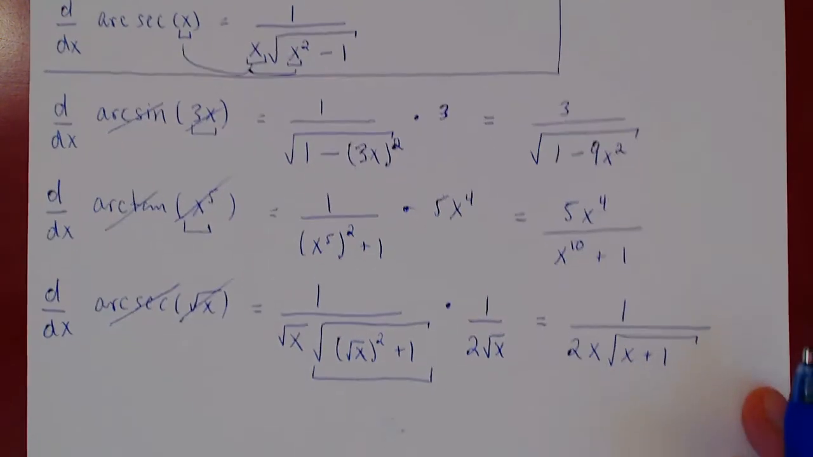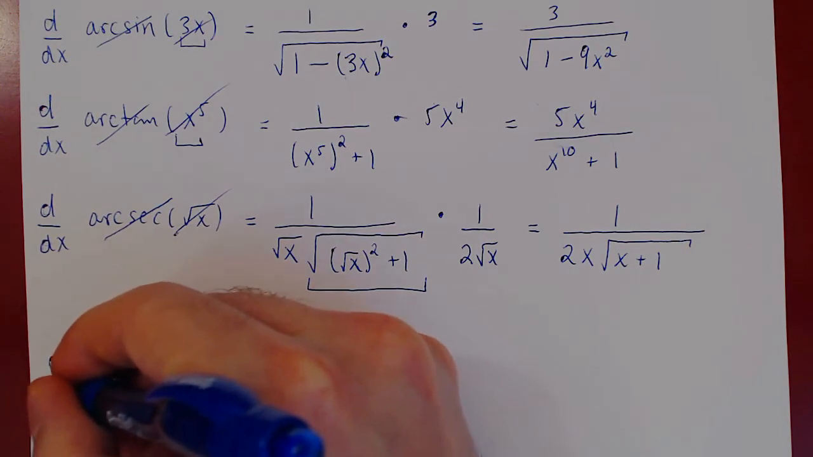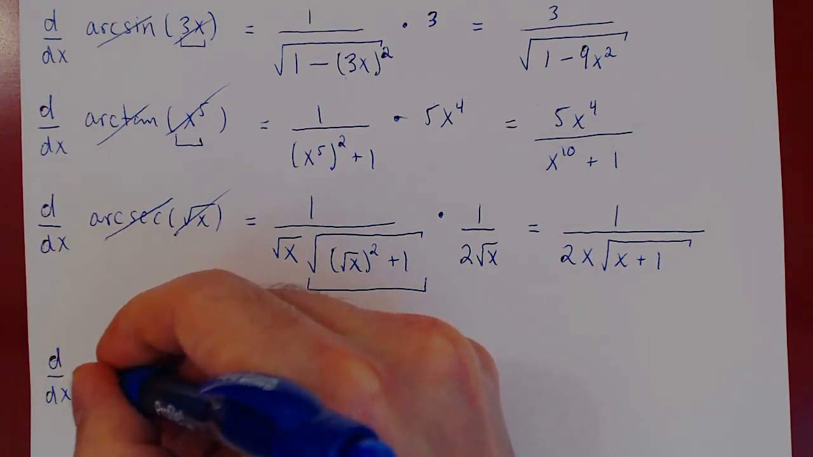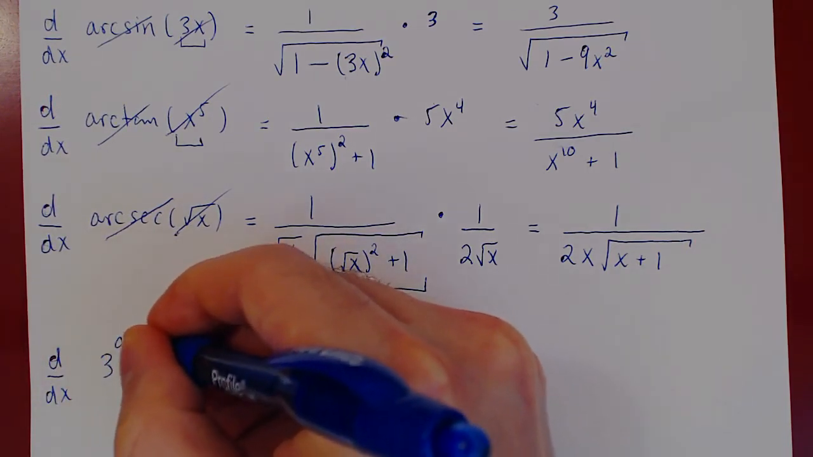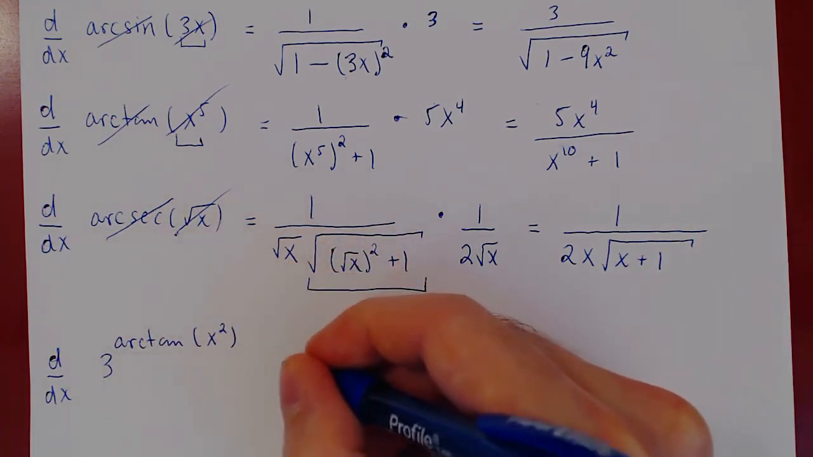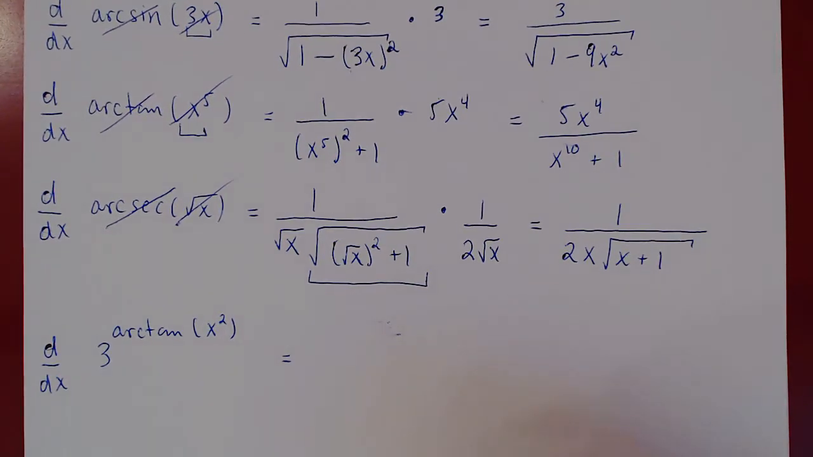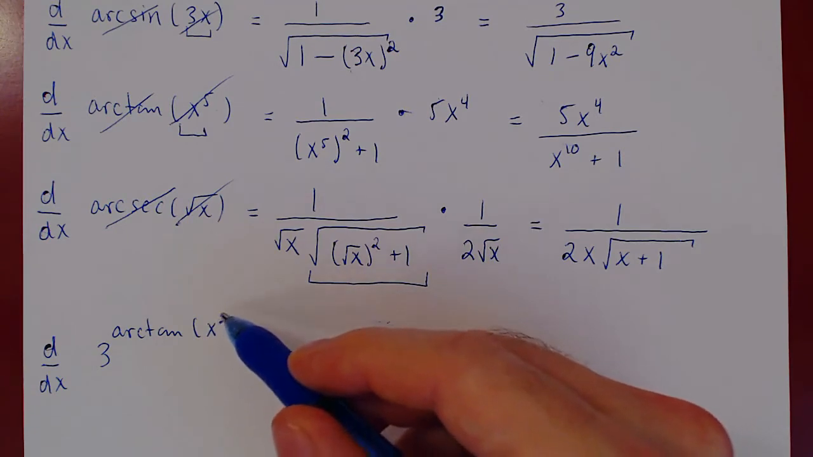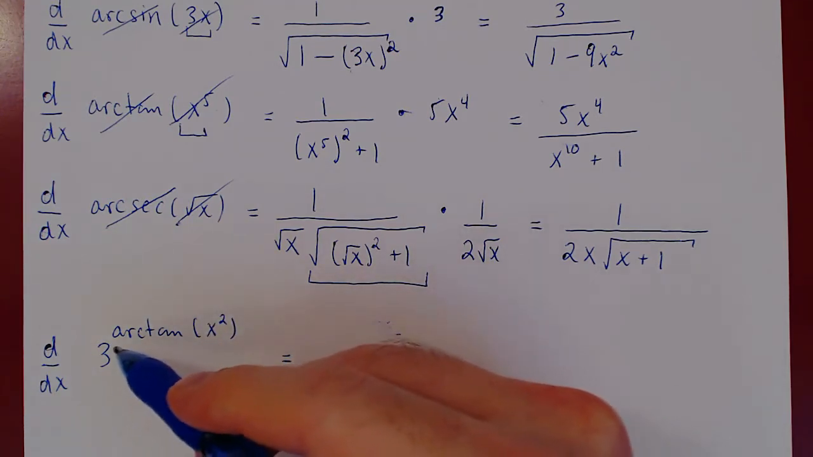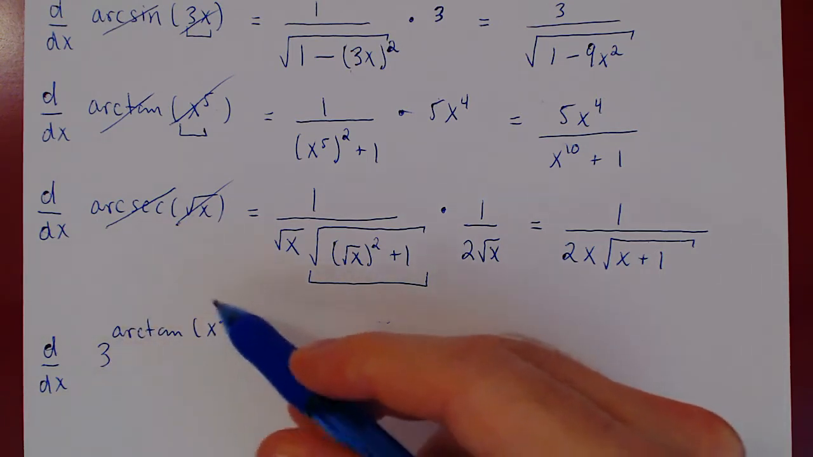What if we wanted the derivative, say, of 3 to the arctangent of x squared? Well, here again we have a composition, but now two compositions. If I give you an x value, you first have to square it, then take the arctangent of it, and then raise 3 to this power.